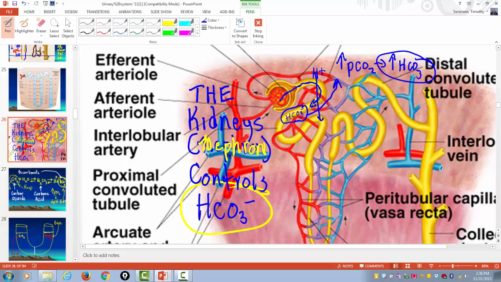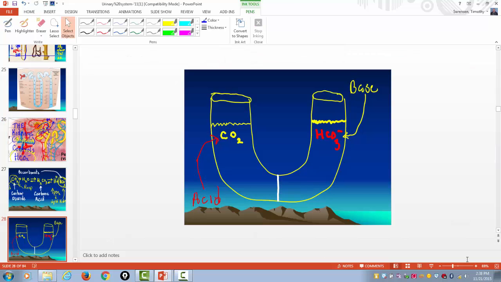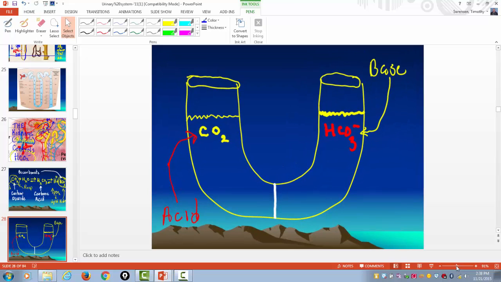So another way of looking at it is like this. You have your balance of carbon dioxide and bicarbonate. And remember, CO2 is an acid and bicarbonate is a base. So in order to maintain the pH of the blood, there has to be a balance there.